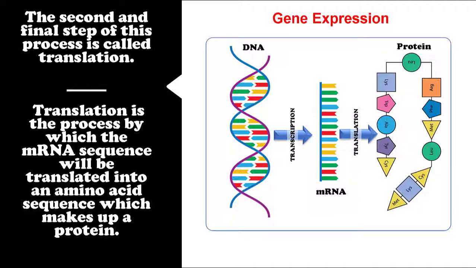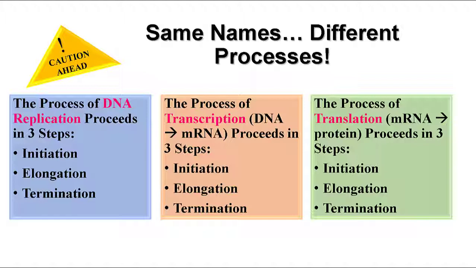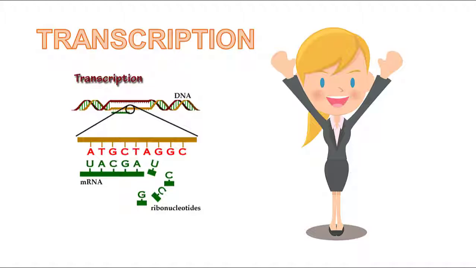The second and final step of this process is called translation. Translation is the process by which the messenger RNA sequence will be translated into an amino acid sequence which makes up a protein. Keep in mind that we are using the same names in 3 different processes here. DNA replication, transcription, and translation all have the same names for their processes: initiation, elongation, and termination, but they are definitely not the same. Let's talk transcription.